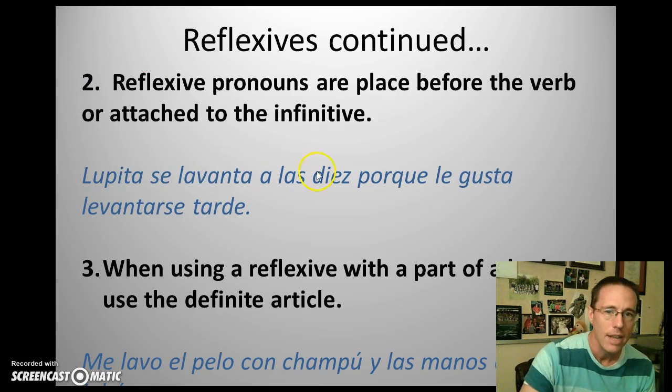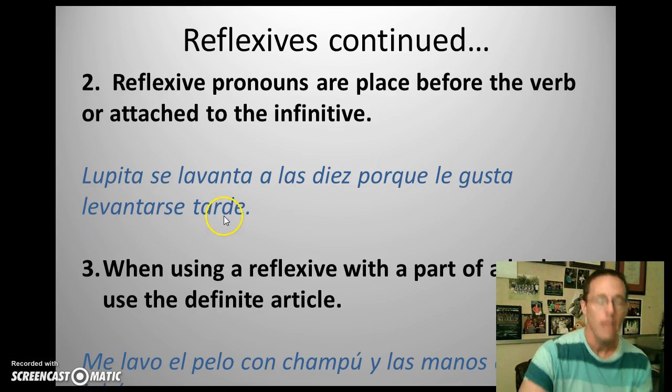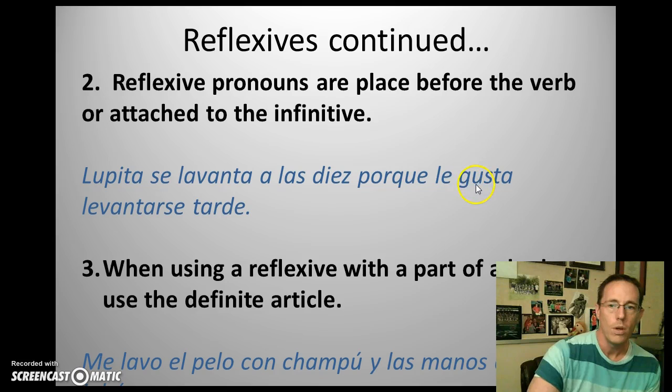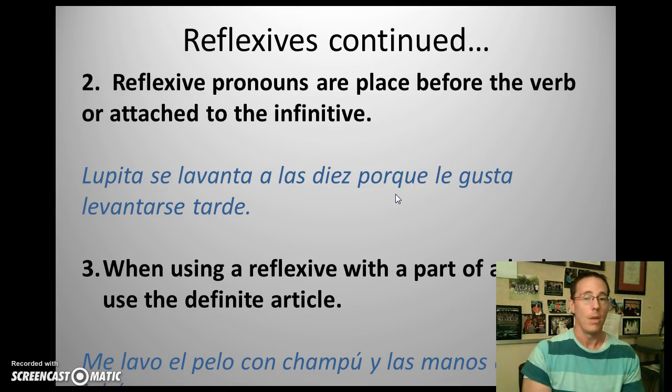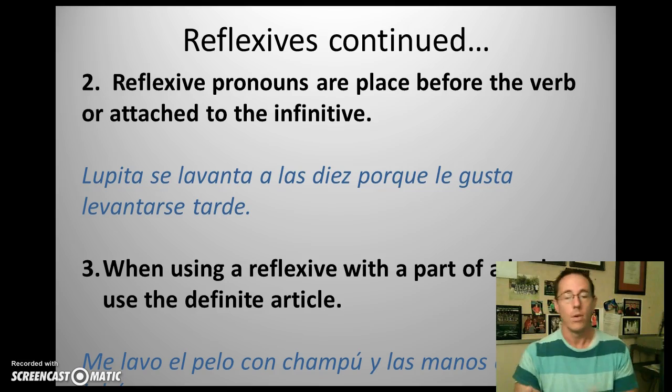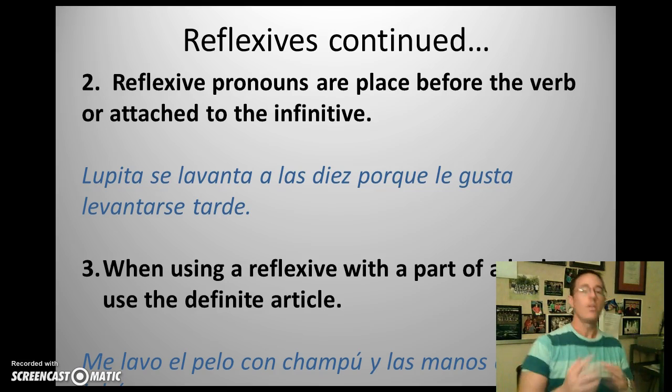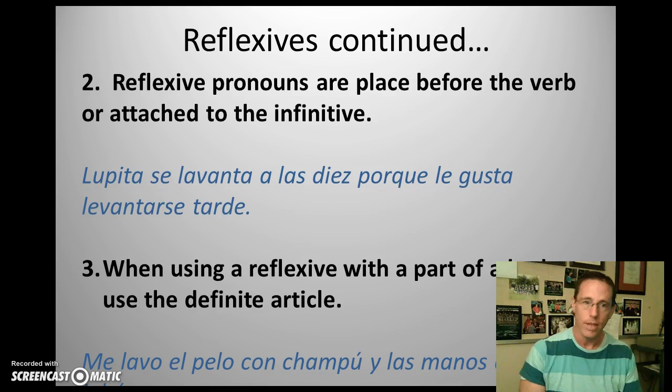Lupita se levanta a las 10 porque le gusta levantarse tarde. Okay, so here is a two-verb sentence. Le gusta and levantarse. Two verbs are happening. One is she likes, and the other one is to get up. So levantar is to get up or to raise, but levantarse is to wake one's self up. So it changes the meaning a little bit when it's a reflexive too.